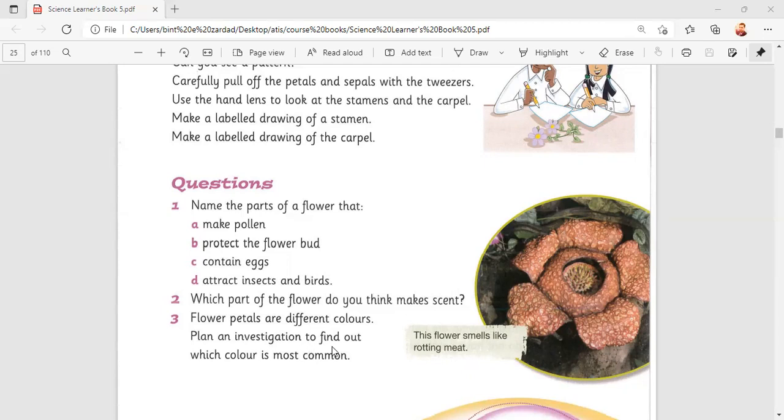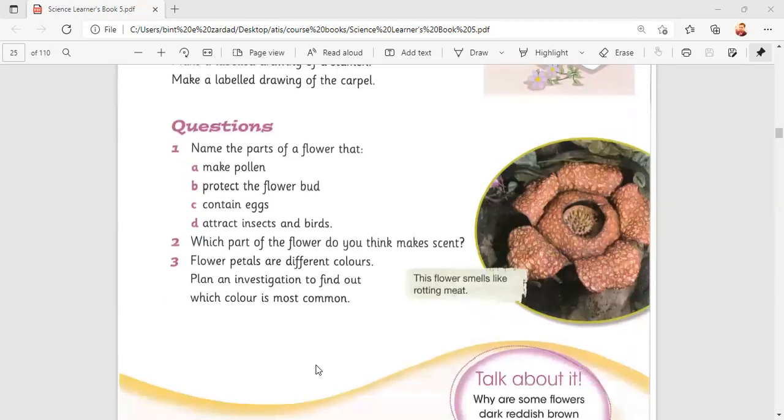Plan an investigation to find out which color is most common. This is according to your area. If you're living in Saudi Arabia, there are different colors. We are in Taif, and Taif is the city of flowers. You can say the other name of Taif is the city of flowers. So there are a lot of flowers. Mostly I saw the red color, red and white.